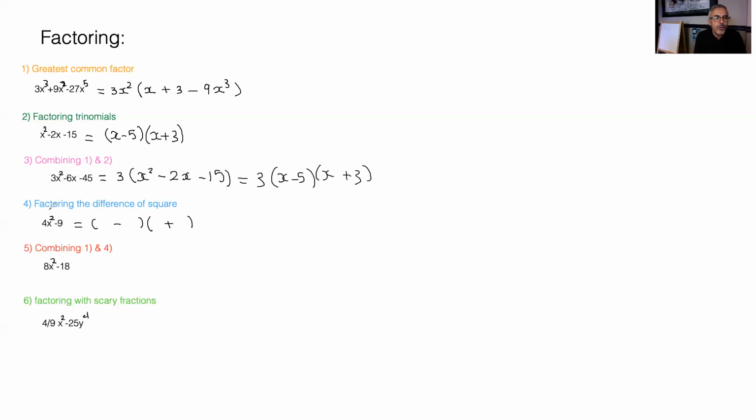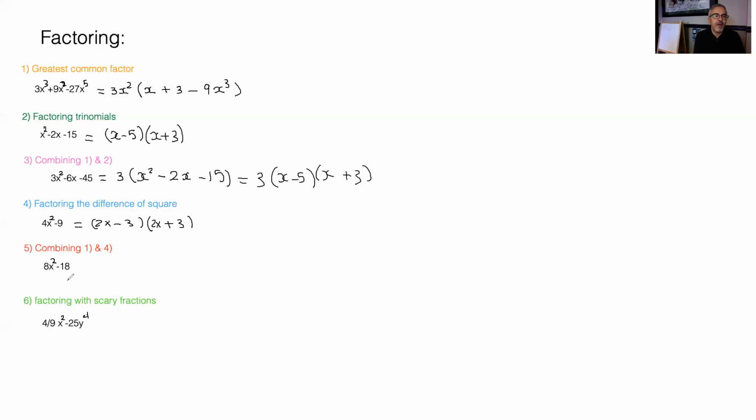And then you go, what's the square root of 4x squared? It's 2x. So that's what you write here, 2x here and 2x there. And then what's the square root of 9? It's 3, and that's what you write at the end of each bracket. Done, finished.